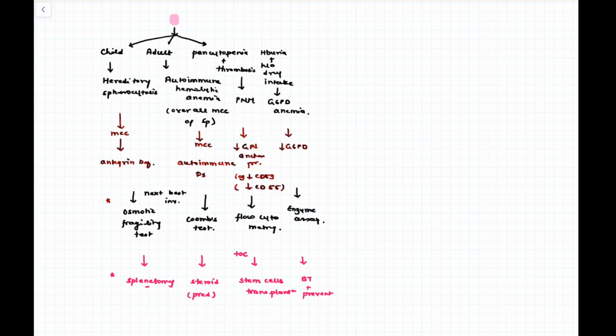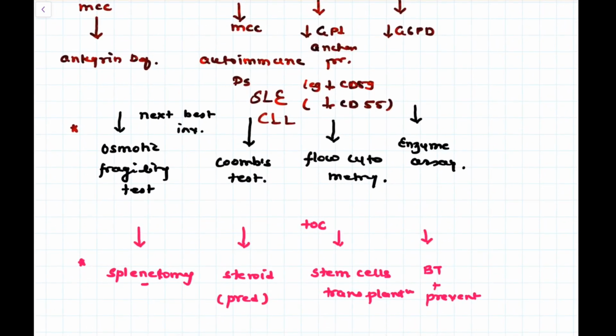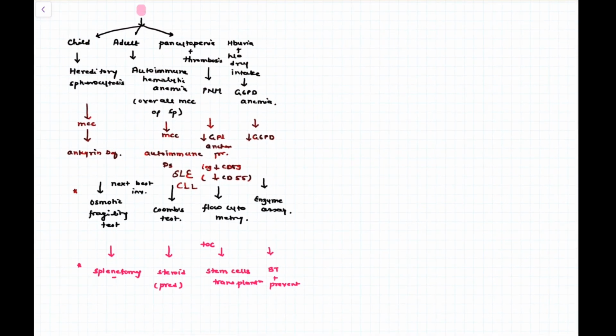A child with spherocyte: HS, ankyrin deficiency, OFT, splenectomy, most important FCQ. Adult with spherocyte: AIHA, most common cause autoimmune diseases, especially SLE is the most common cause, and in malignancy CLL is the most common cause. In a case of spherocyte with pancytopenia, PNH is the answer, flow cytometry is the IOC, SCT is treatment of choice.